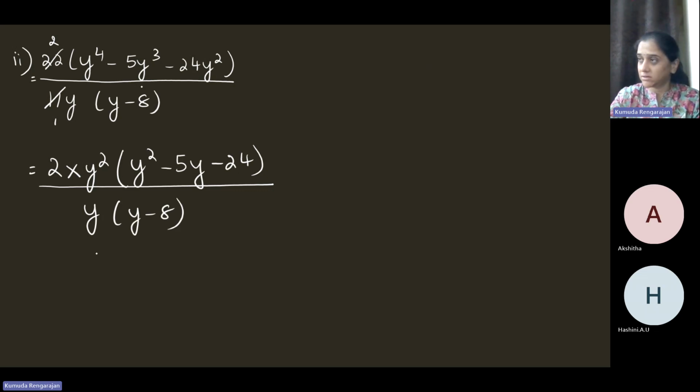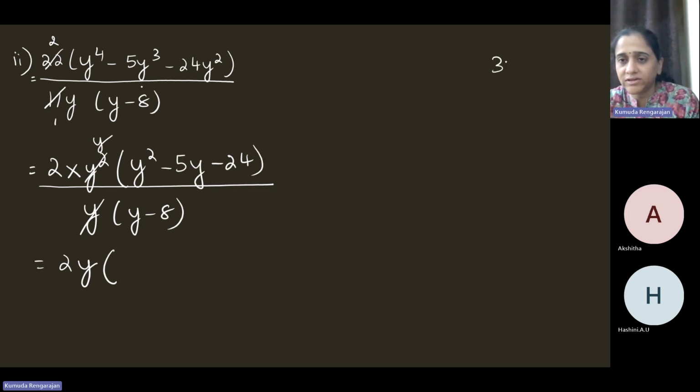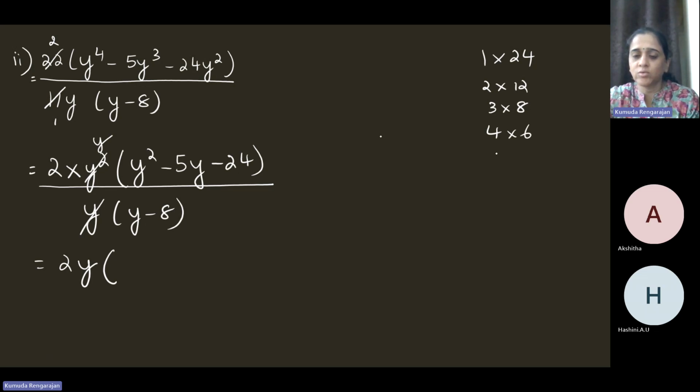Don't multiply. Don't multiply y into y squared. Don't do that. Now you can cancel this y and this one. So you'll have one y left there. So it is 2y and split the middle term. 3 into 8 is 24. I've told you, write the tables which give you product 24. 1 into 24 is 24. 2 into 12. 3 into 8. 4 into 6.